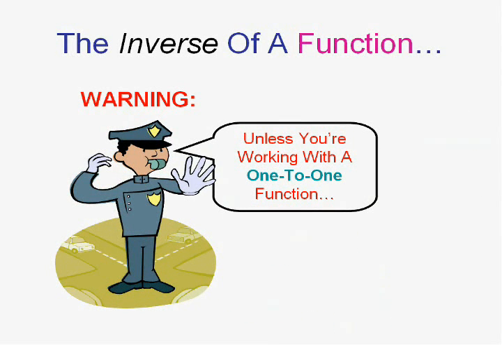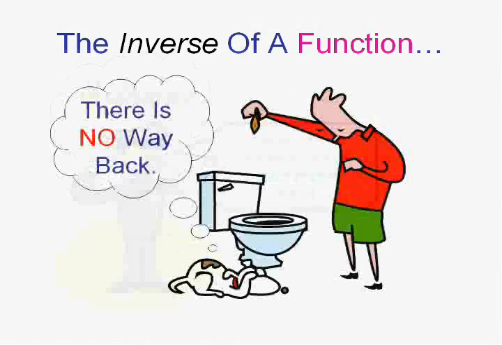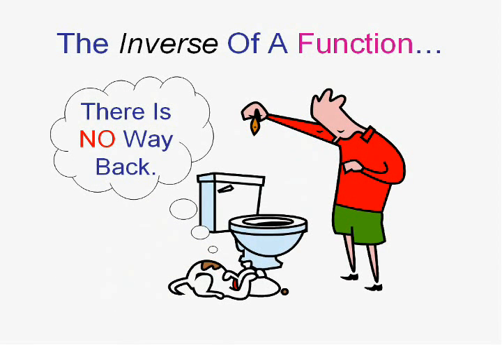Now, the reason we're talking about one-to-one functions is that unless you're working with a one-to-one function that works both ways, there isn't a way back. So a function only has an inverse if it is in fact originally a one-to-one function. Otherwise, there's no way back anyway.